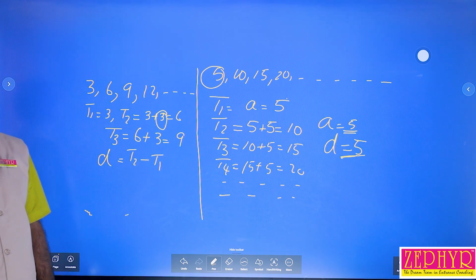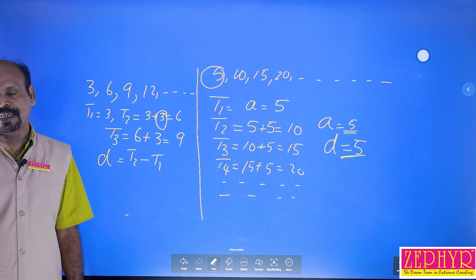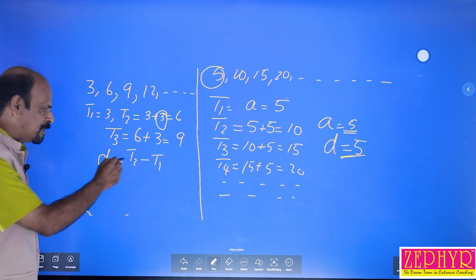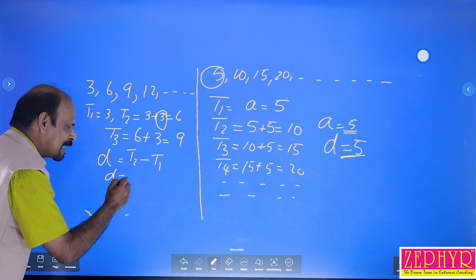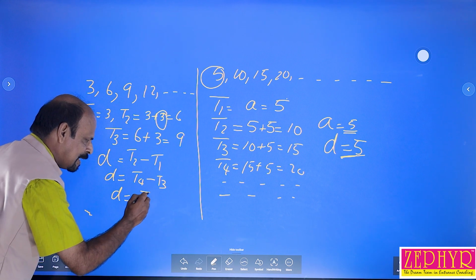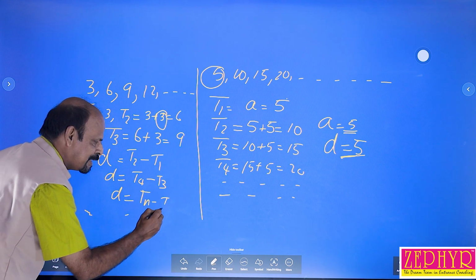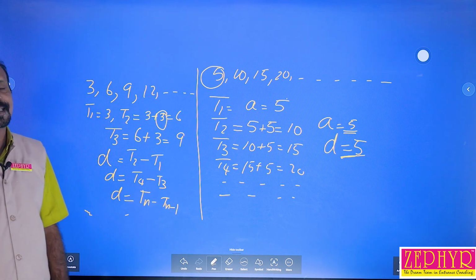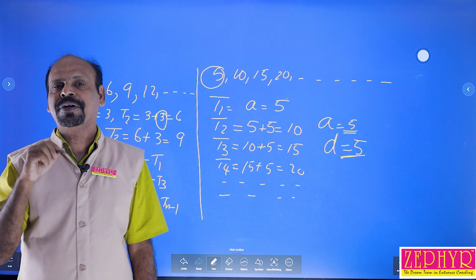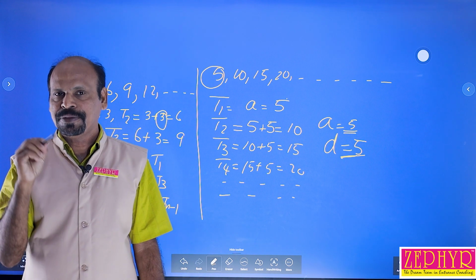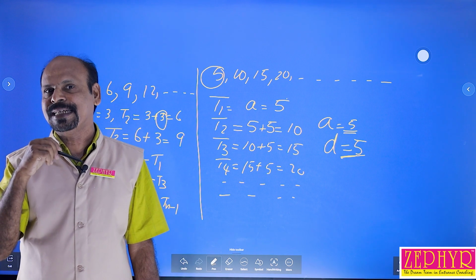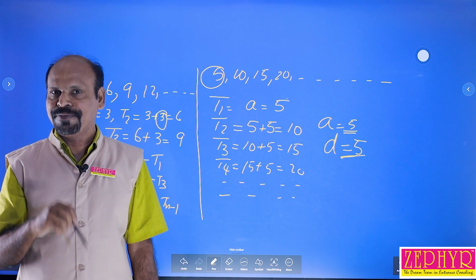That is, when we take the difference between any preceding term from the succeeding term, we will get the common difference, that is T2 minus T1. Similarly, D can be expressed as T4 minus T3, or generalizing, D can be expressed as Tn minus Tn minus 1. That number is always a constant. It is called common difference. To obtain the common difference of an AP, you just subtract the preceding term from the succeeding term. You will get the common difference of the AP.